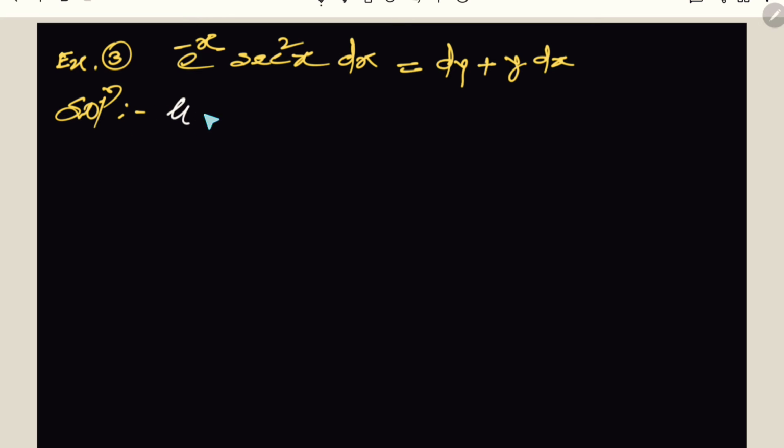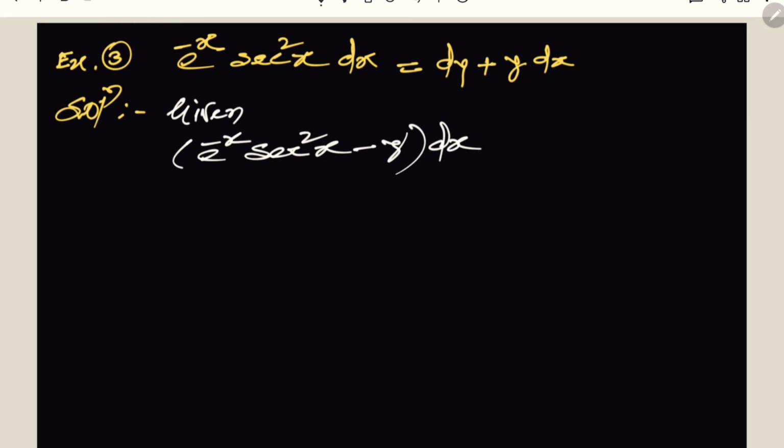Example number 3: solve the equation e raised to minus x into secant square x dx is equal to dy plus y into dx. There are two terms of dx. Combining those two terms, we get the equation as (e raised to minus x secant square x minus y) into dx is equal to dy.